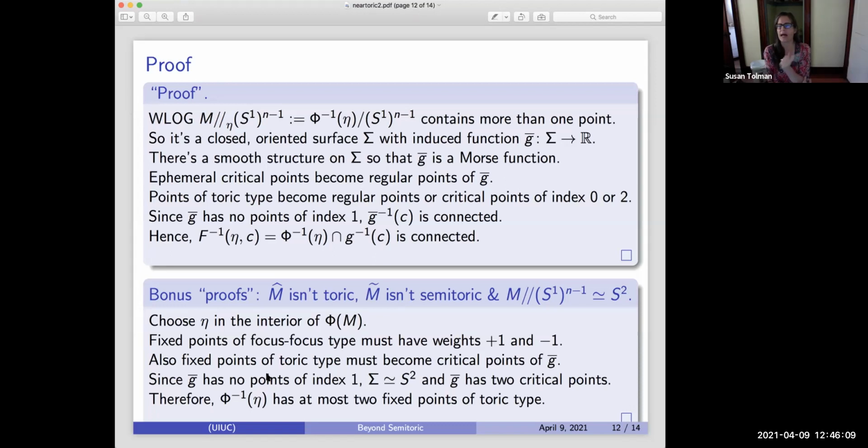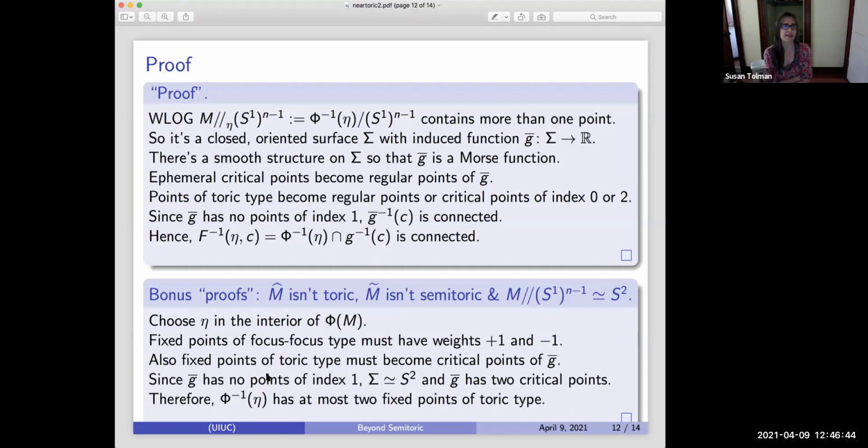So I now have a circle acting. In those examples, I had a circle act. For the last thing, it doesn't matter. But let's say we have a circle acting. So if I have a fixed point of focus type, it must have weights +1 and -1 for the circle action. It's maybe not hard to see from the local model, but it's true. And also, fixed points of toric type must become critical points of G bar. So these are some more things that you can prove.